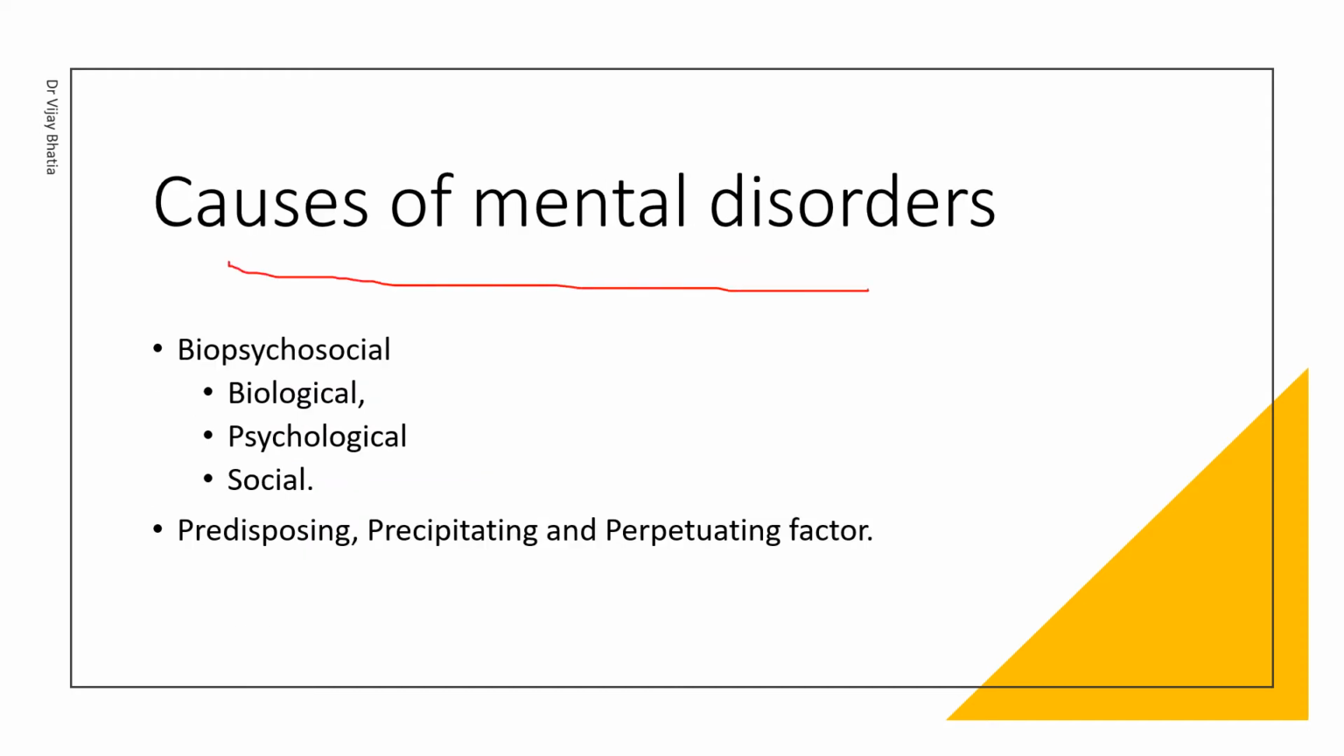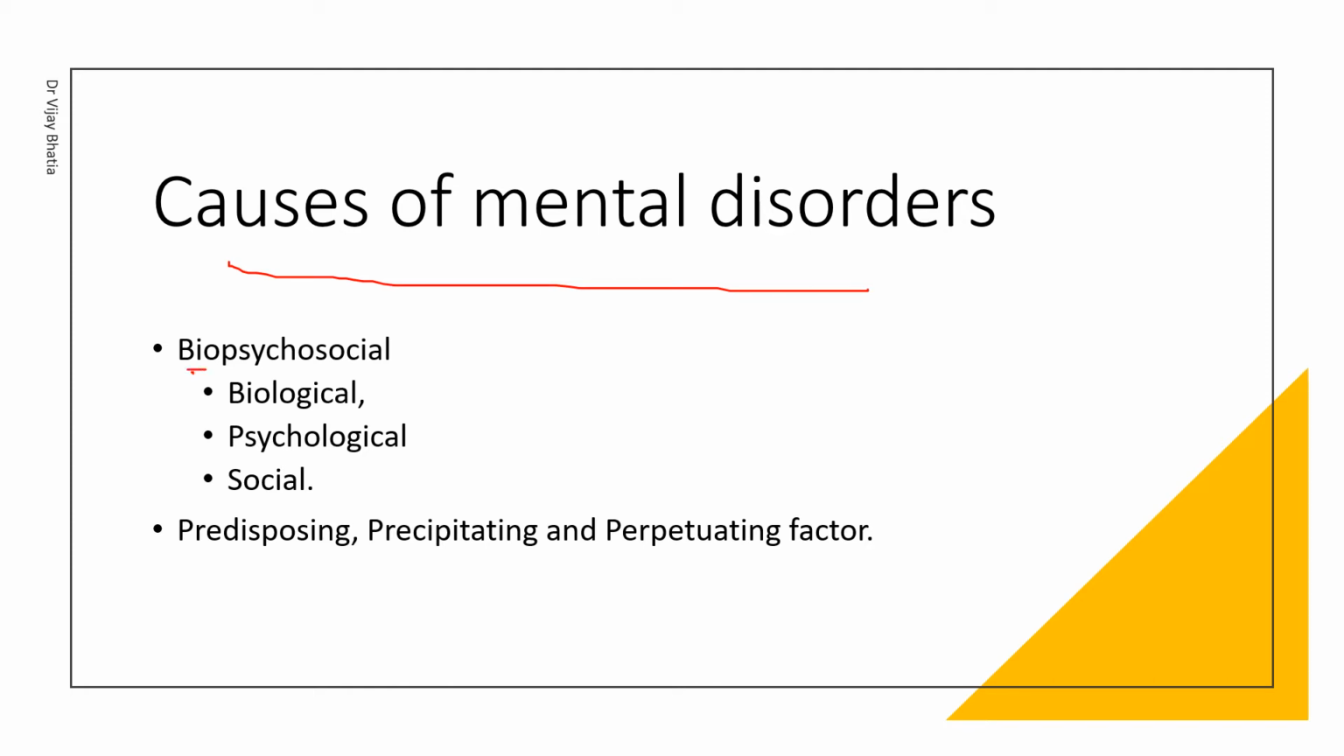What are the causes of mental disorders? So we talked about a lot of biology. So there are a number of causes of mental disorders. It is hard to specify all the causes for all the mental disorders because some of the mental disorders are very specific to certain parts. But here we are talking about it in general. In general, when we talk about causes of mental disorder, we talk about the biopsychosocial model.